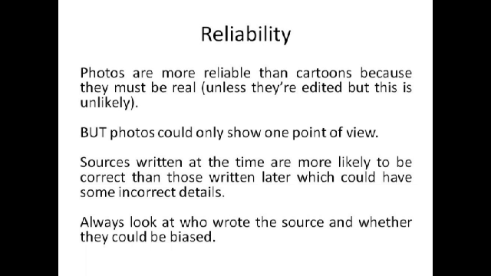Sources written at the time are more likely to be accurate and correct than those written later, because the later ones could have got some incorrect details. Say we were talking about the war, we're not because it's a medicine paper, but if we wrote it within the war, we probably wrote it that day, that week, that month, so we've got most of the details. But if we wrote it 5 years later, 10 years later, 20 years later in a book about the war, we might have forgotten a few things and just made it up to make it seem like we knew what happened. And you've always got to look at who wrote the source and whether they could be biased.